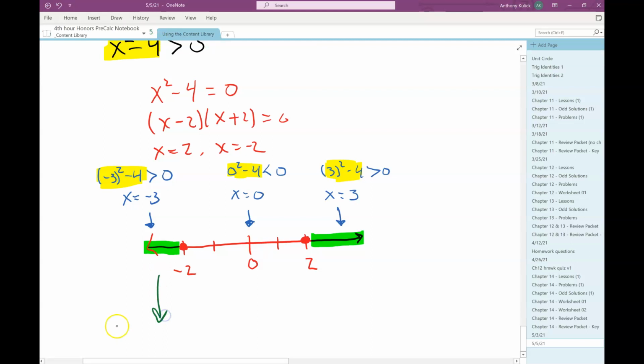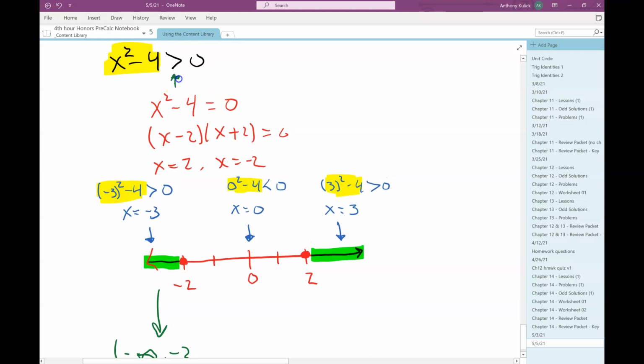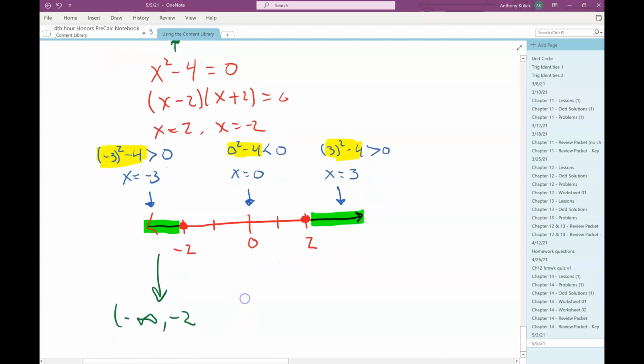So this piece is negative infinity to negative 2. And then I have to be careful. Do I want a parenthesis or a bracket at negative 2? I want a parenthesis because the original inequality is a greater than, not a greater than or equal to. And then I'll have a union. And then here we'll have 2 to positive infinity. And again, I'll use a parenthesis on the 2 for the same reason I used the parenthesis on the negative 2. Everybody okay with that?